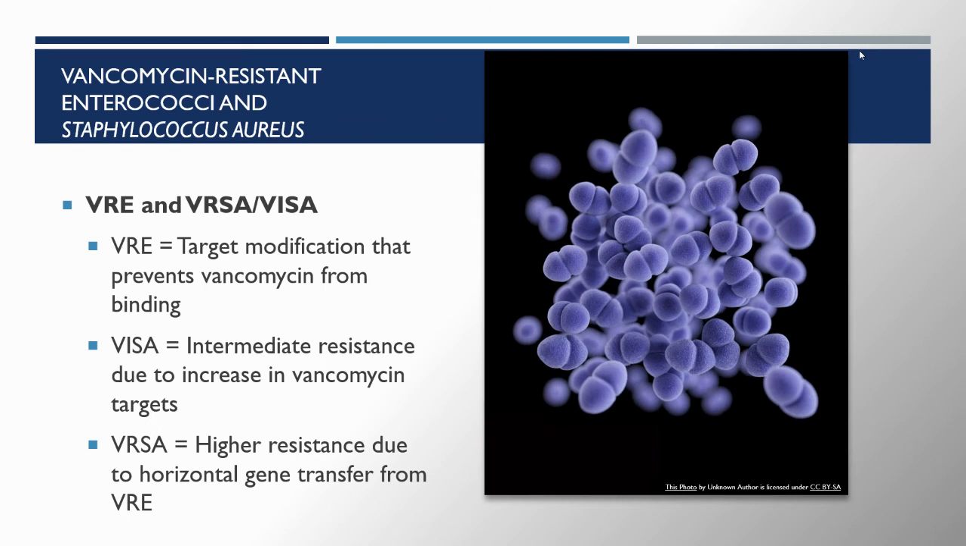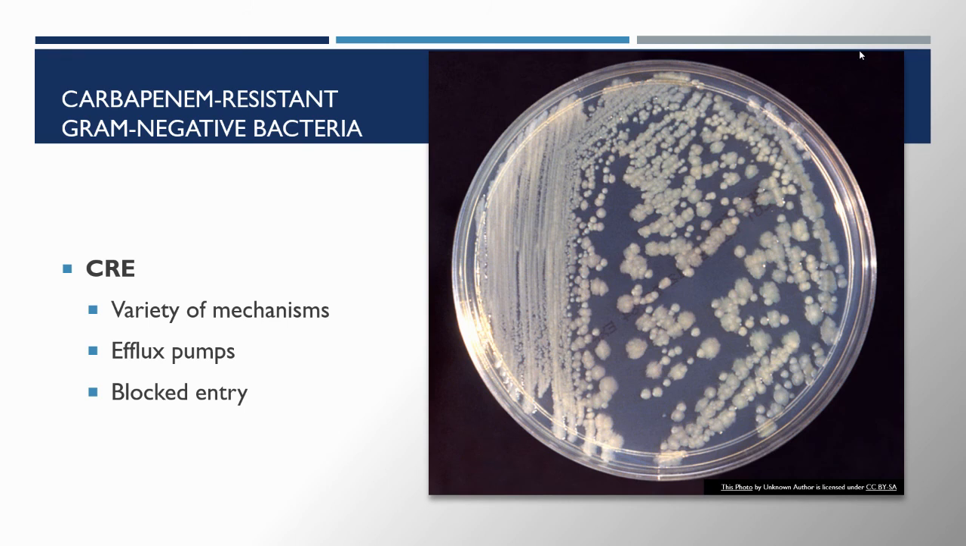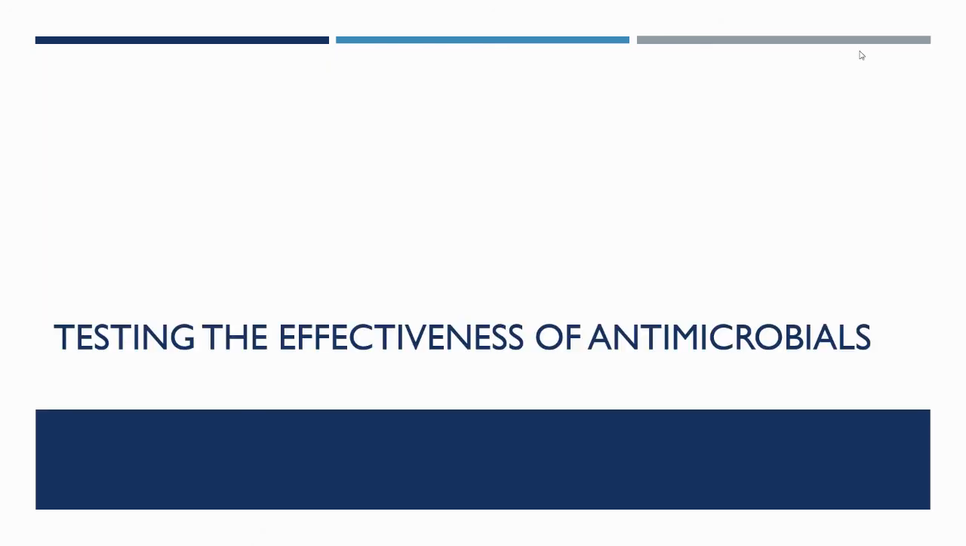VRE, or vancomycin-resistant enterococci, and VRSA, the resistant Staph aureus. This is a resistant species that prevents vancomycin from binding. Carbapenem-resistant gram-negatives use lots of different mechanisms. So those are just some examples of growing concerns.